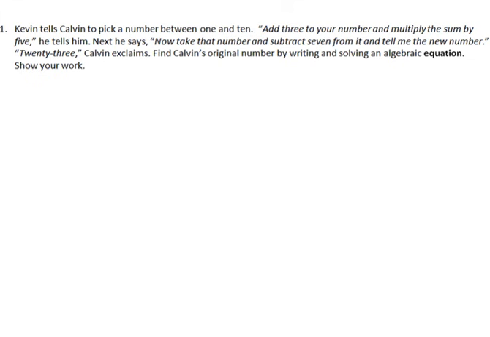All right, for the first one, it says that we need to write and solve an algebraic equation. And so I'm going to start by identifying what the variable is and what it represents. It tells us to find Calvin's original number, so we can pick whatever variable we want. I'm going to go ahead and use C, and that's going to represent Calvin's number.